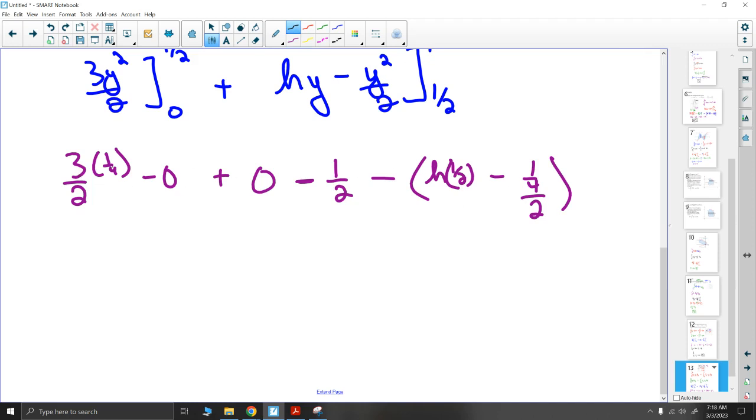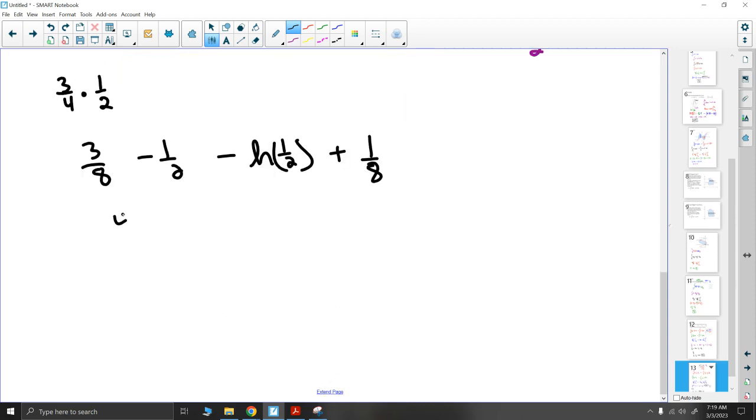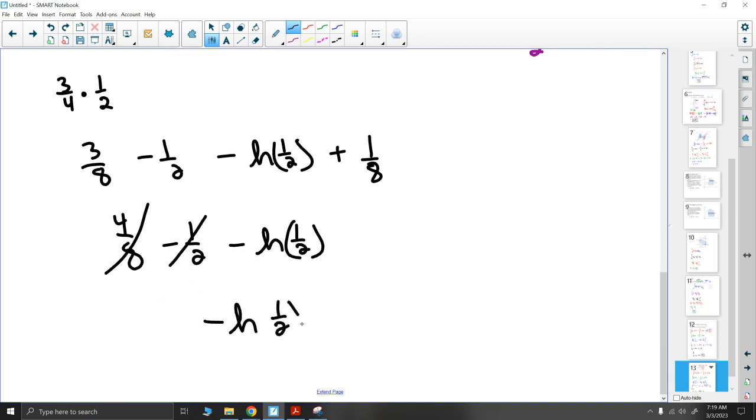So 3/4 over 2 is like saying times 1/2, so that would be 3/8, minus 1/2, minus natural log of 1/2, plus 1/8. So we get 4/8 minus 1/2 minus natural log of 1/2. So this cancels, 1/2 minus 1/2. We have negative natural log of 1/2.